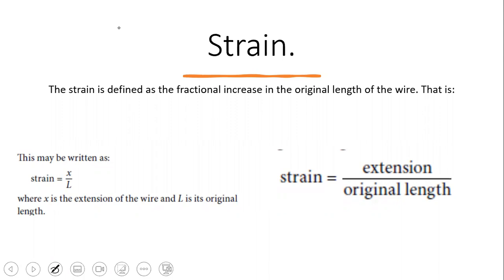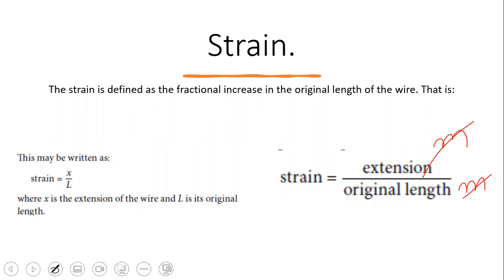Strain has no unit because extension will be in meters and the length will also be in meters, so they will cancel each other out. So strain is not going to have any unit at all. And the formula for strain is extension upon original length.